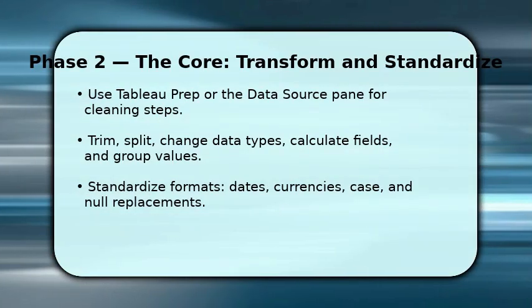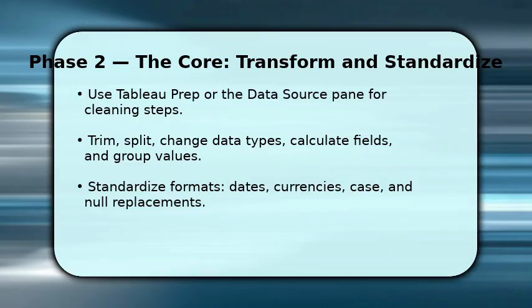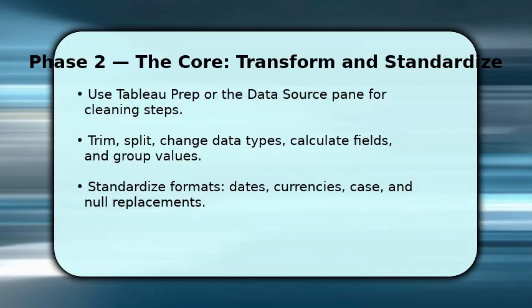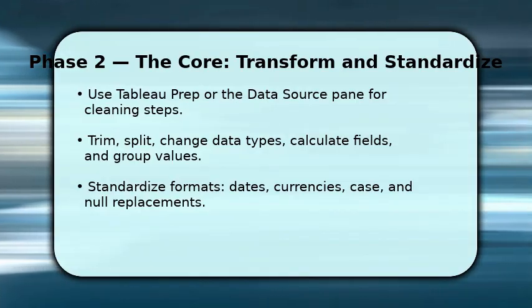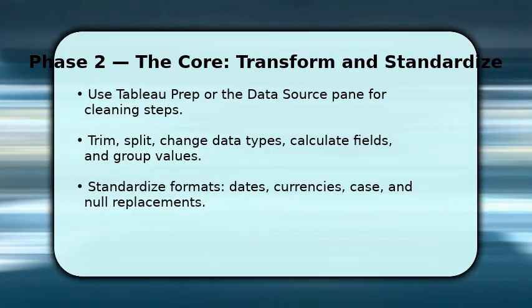Now you perform the core transforms. Start trimming whitespace and splitting combined fields into meaningful columns, then explicitly set each column's data type so aggregations behave predictably. Once done, create calculated fields for normalization, combine address parts, standardize date formats, or convert currencies, and use grouping or fuzzy match to merge variants. Make sure to replace or tag nulls and outliers, because consistent formats prevent broken visualizations.